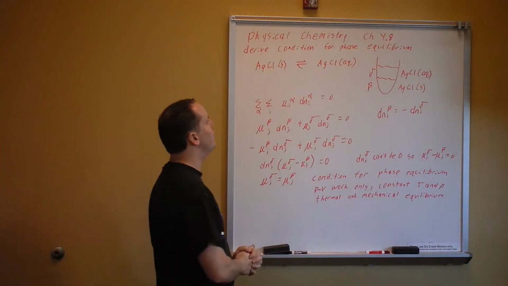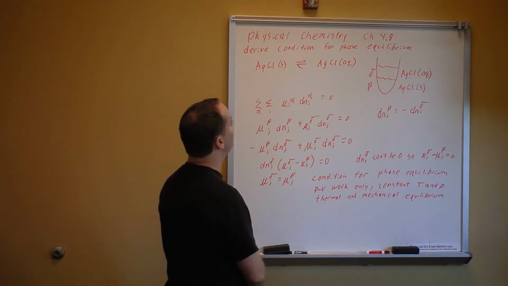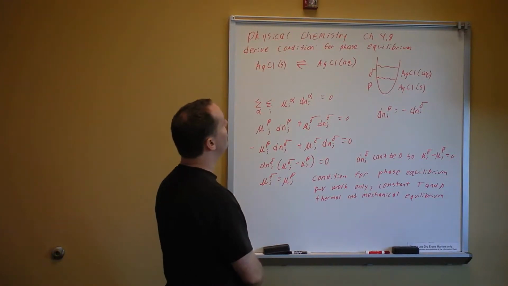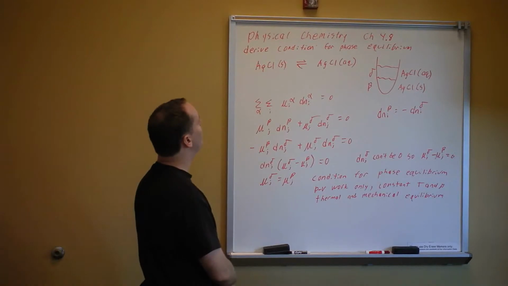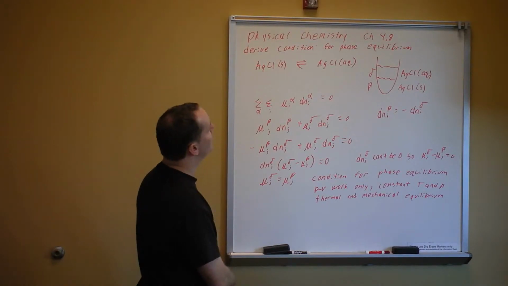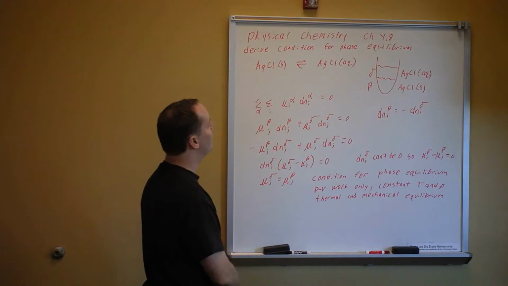Coming up next, physical chemistry, chapter 4, section 8. We're going to derive the condition for phase equilibrium. Let's say we have some solid silver chloride in equilibrium with some aqueous silver chloride.